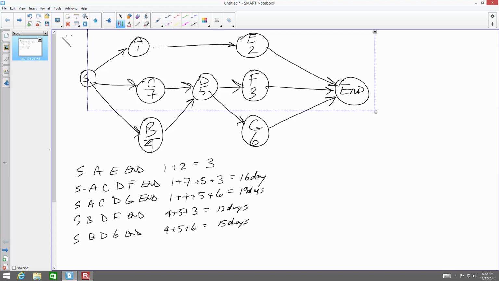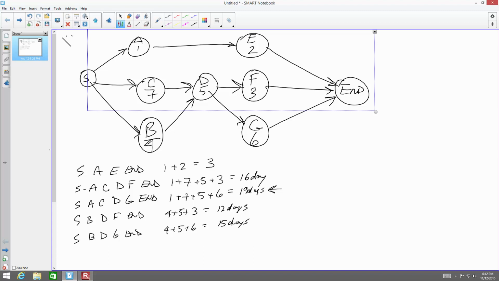So what's the critical path in this scenario? Start, A, E, end, is this the shortest? Critical path is the longest. What's the tightest constraint you've got? If you had to put all your resources into getting this thing done, where would you have to put them? So your critical path is going to be your longest path, which is going to be your 19 days.